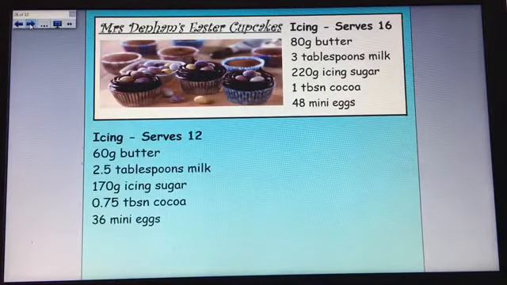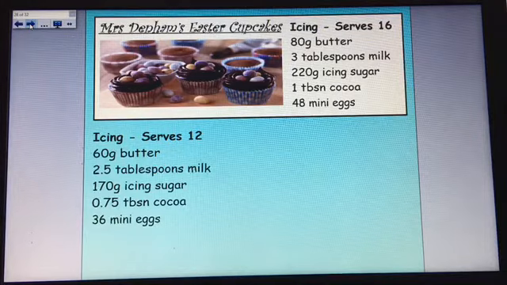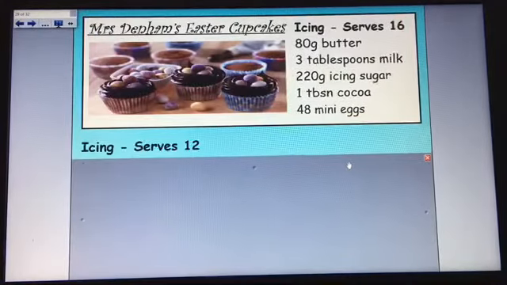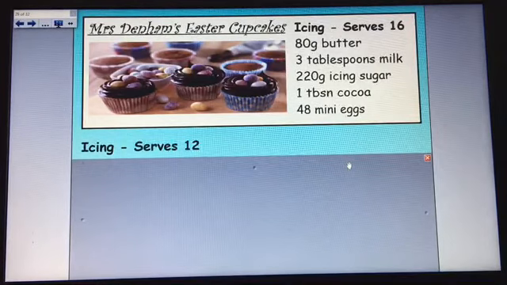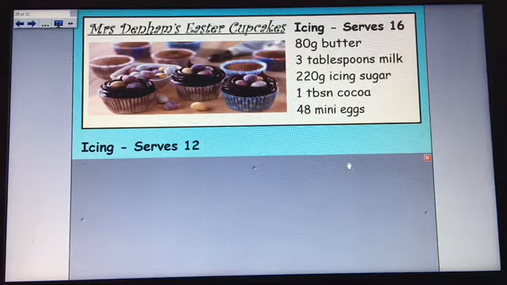Okay, so here is my calculations for the icing part and the mini eggs part. Press pause if you want to crack this on your own and see if you can work out where I went wrong. So again, to calculate this, I would divide all the ingredients by 4 to work out how much icing I would need for 4 servings, and then I'd multiply that by 3. So let's have a look at the first one.